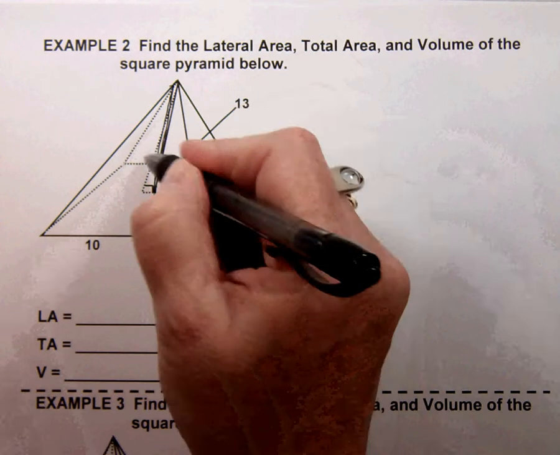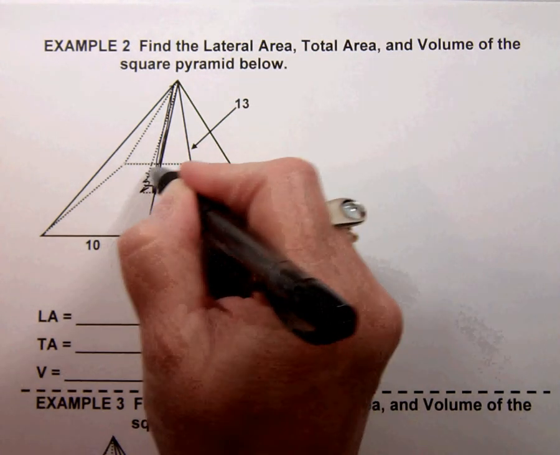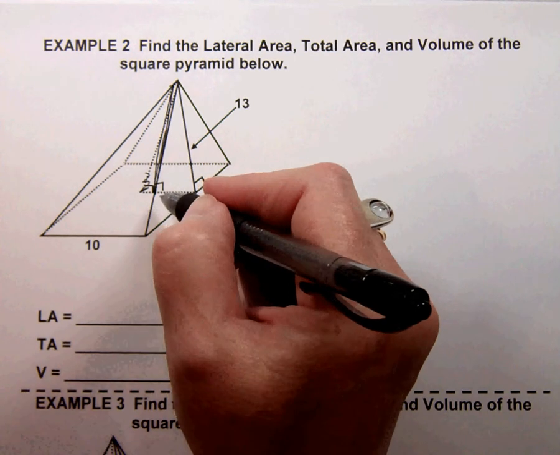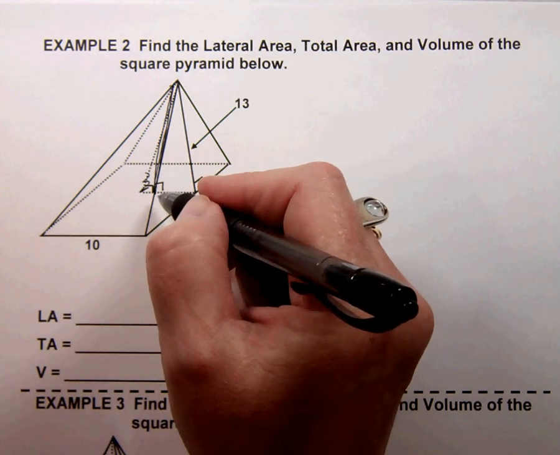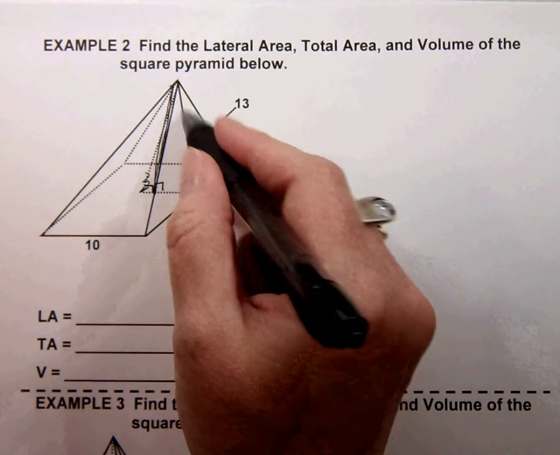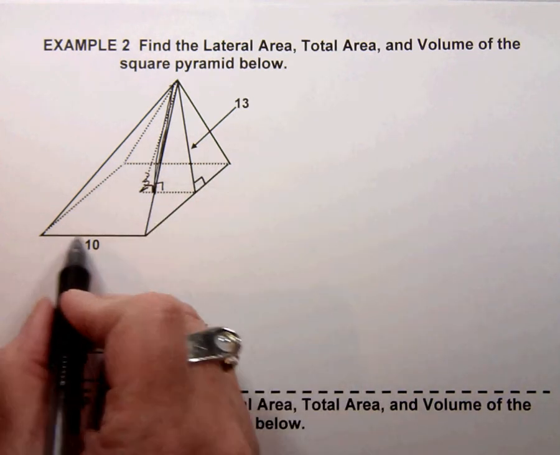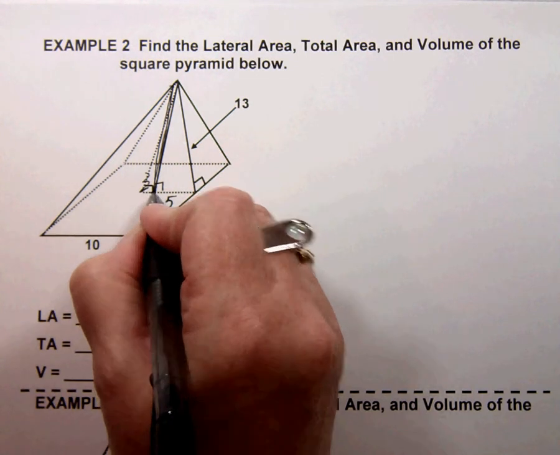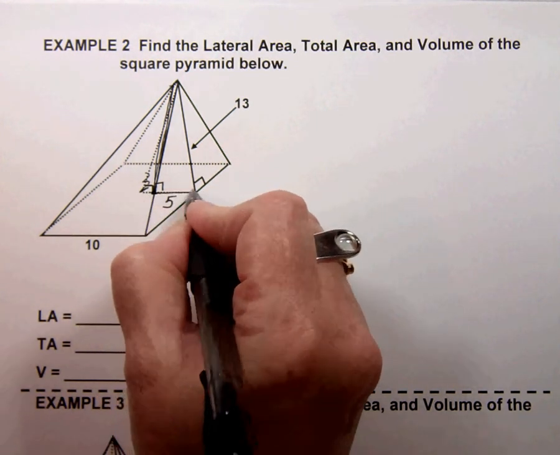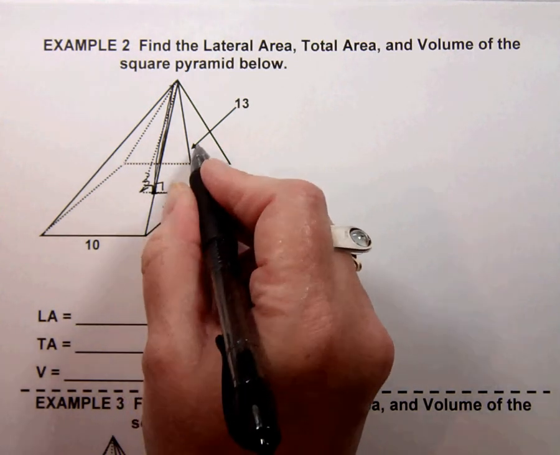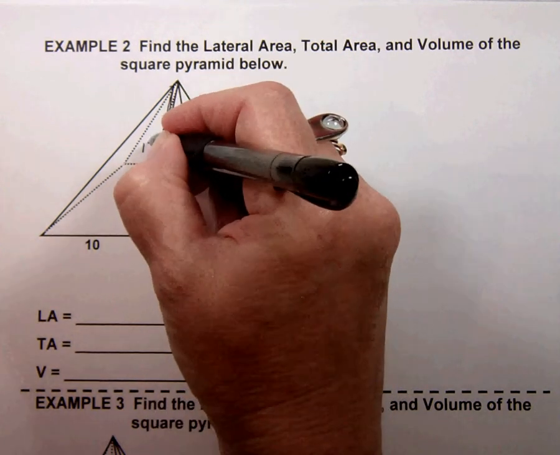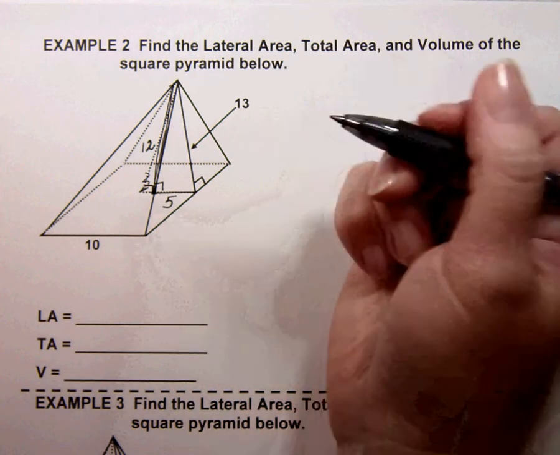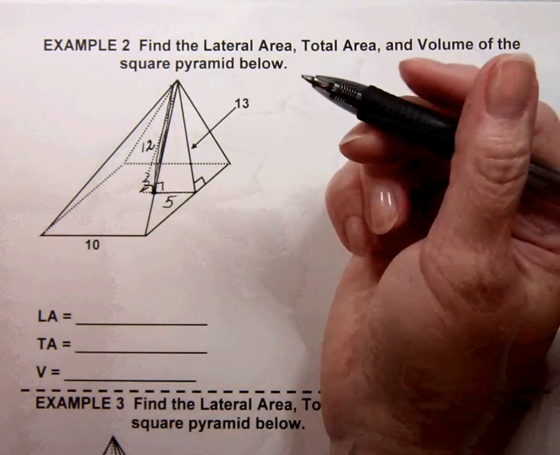This is not a very good drawing, I apologize. This should be a right angle right here because it's the height from the center of your square pyramid. So if 13 is your slant height and this base edge is 10, this halfway point to the center will be 5. And if this one's 5 and this one's 13, then your height here is 12. We did that a little bit differently on the other one, but this time it's our height.